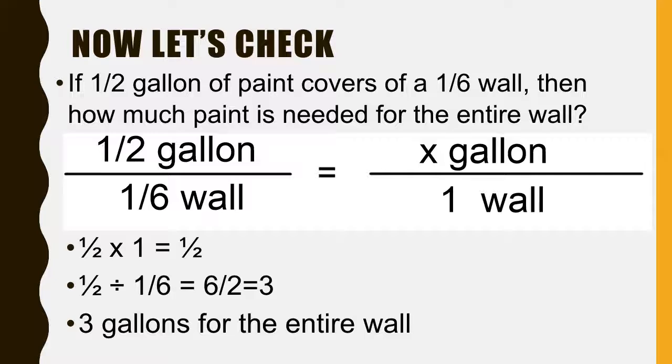When we divide 1/2 by 1/6, keep the 1/2. We change the 1/6 to 6/1. 6 times 1 is 6, and 1 times 2 is 2. Now we have 6 halves. Now if you can, I want you to simplify. 6 divided by 2 is 3. 3 gallons for the entire wall. Any questions before you do a few of these on your own?